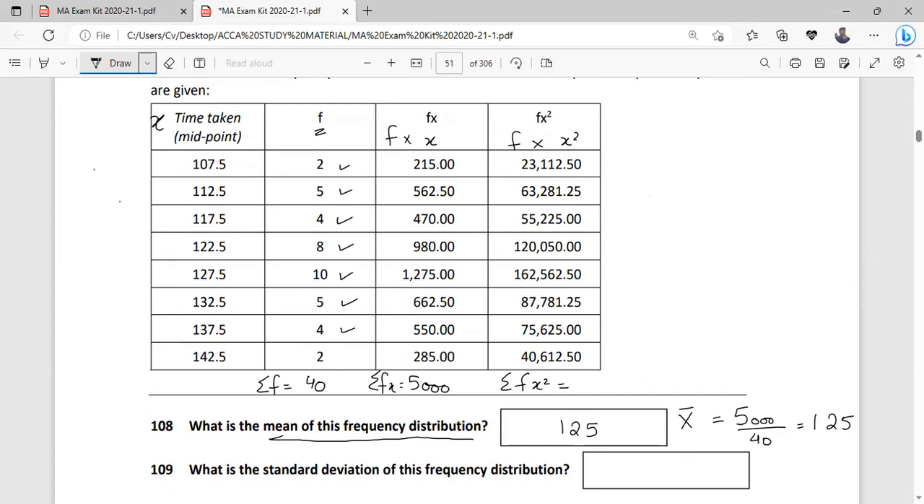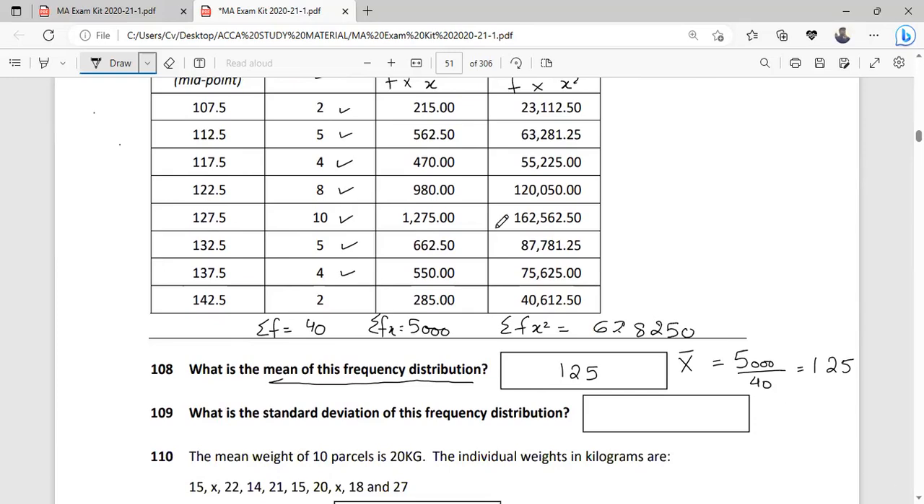23,112.5, then 63,281.25, then 55,225, plus 120,050, plus 162,562.5, plus 87,781.25, plus 75,625, and plus 40,612.5. So its sum is 628,250.